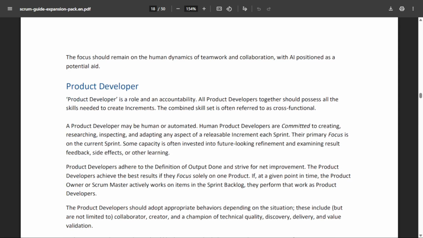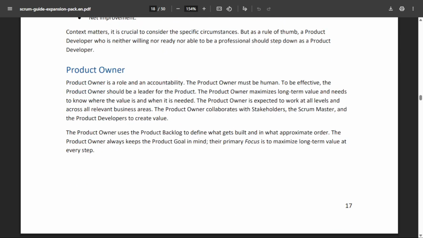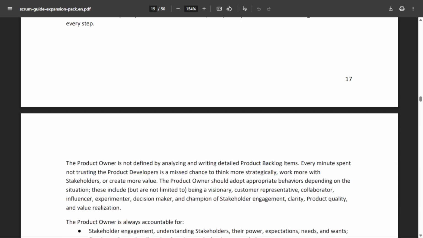Moving on to product developer. This is broader than developer, and this includes all creators, designers, testers, analysts. All these individuals accountable for delivering high quality increments. Here we have product owner, and the product owner owns value delivery, not just backlog items. This role needs strong decision-making authority. And lastly, we have the Scrum Master. Beyond facilitation, the Scrum Master creates conditions for agility, they coach leaders, and drive cultural change.